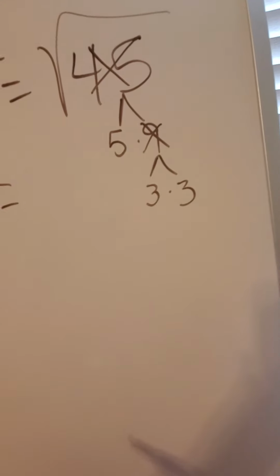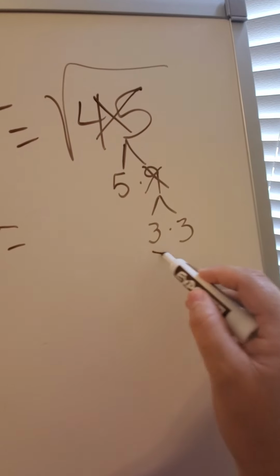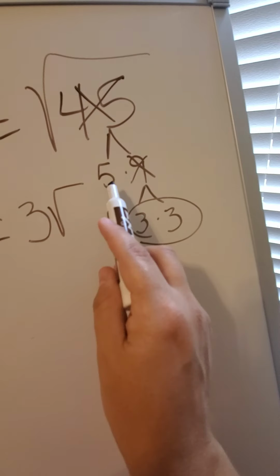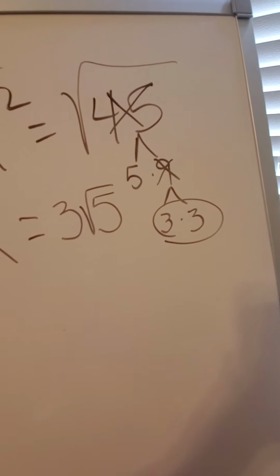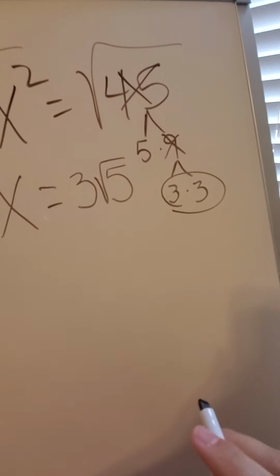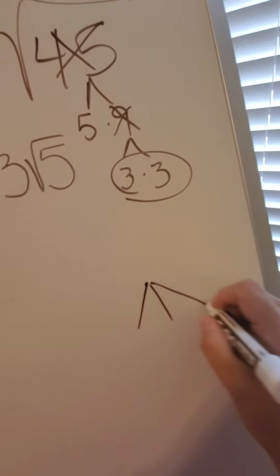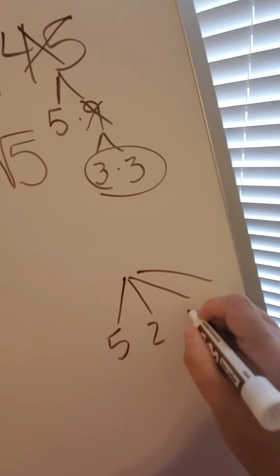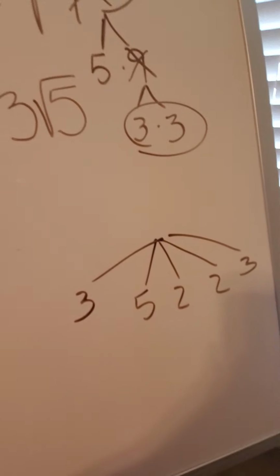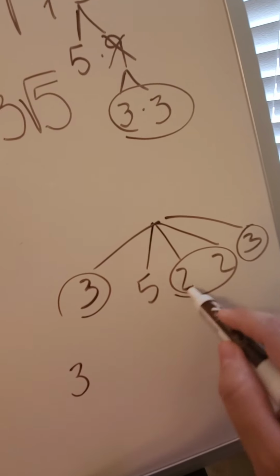Anytime I'm square rooting, it's really what number times itself will give me that. Well, I have a pair of 3s, so I know that can go on the outside of my square root, and whatever's left goes on the inside. Now sometimes you might have, let's say your tree comes down and you have 5 times 2 times 2 times 3 times 3, okay? In this case, you have a pair of 3s that I can bring out, as well as a pair of 2s that I can bring out.